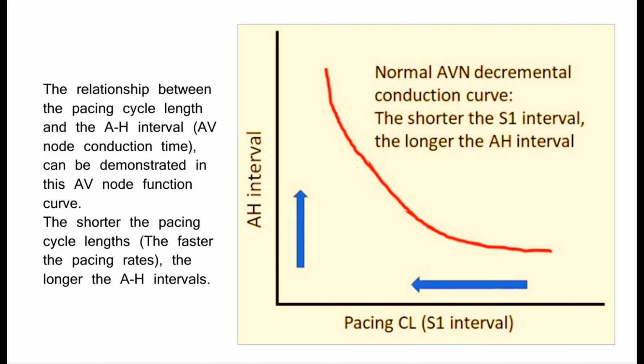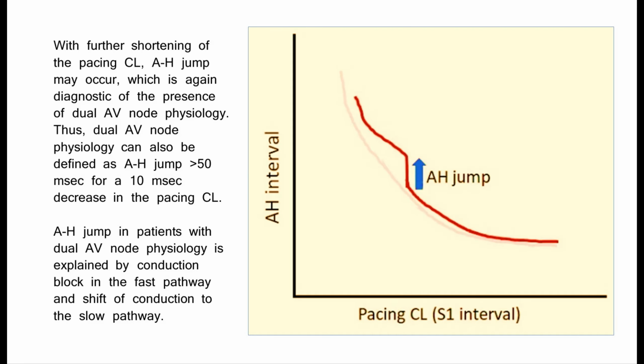The shorter the pacing cycle lengths, the faster the pacing rates, the longer the AH intervals. With further shortening of the pacing CL, AH jump may occur, which is again diagnostic of the presence of dual AV node physiology. Thus, dual AV node physiology can also be defined as AH jump greater than 50 millisecond for a 10 millisecond decrease in the pacing CL.